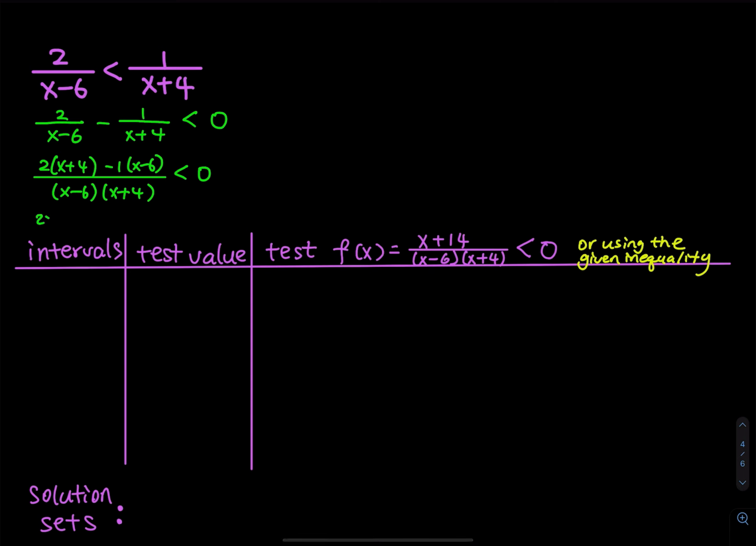Okay, so this is 2x minus 8 minus x plus 6, right? So that is equal to x minus 2. So therefore, the top is x minus 2, and then the bottom, keep that in factor form. x minus 6 times x minus 4 less than 0.